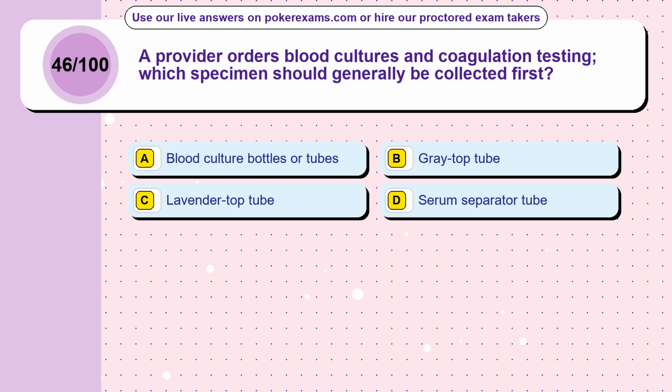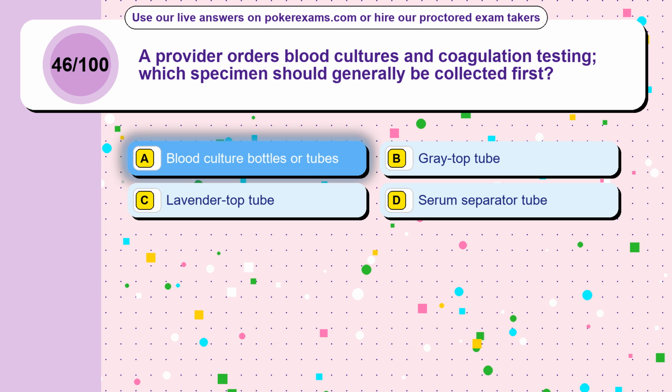Question 46. A provider orders blood cultures and coagulation testing. Which specimen should generally be collected first? Option A. Blood culture bottles or tubes. Option B. Gray top tube. Option C. Lavender top tube. Option D. Serum separator tube.